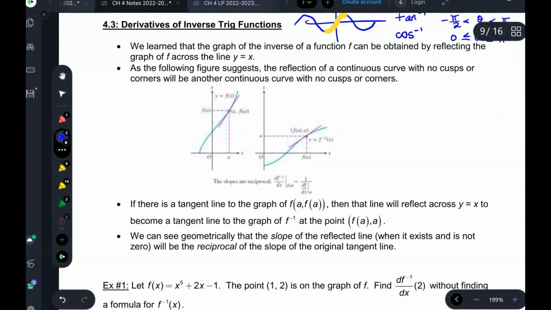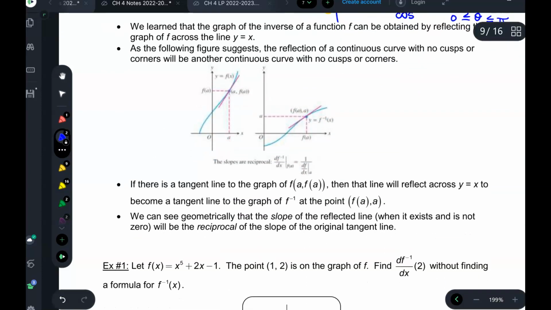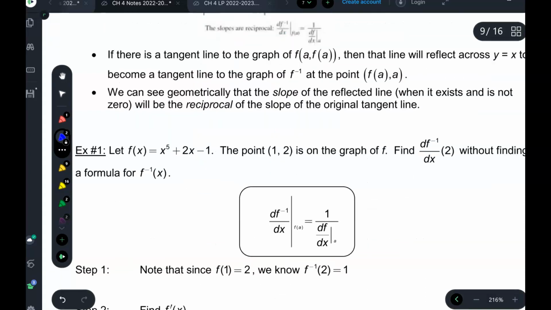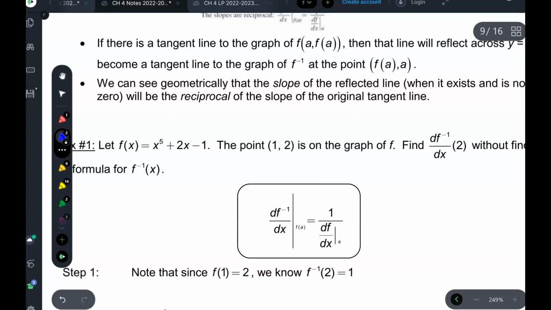Okay, let's see how that actually works. It's like 1 over the derivative. Yeah, right here, I actually have it bigger here so you can see it.